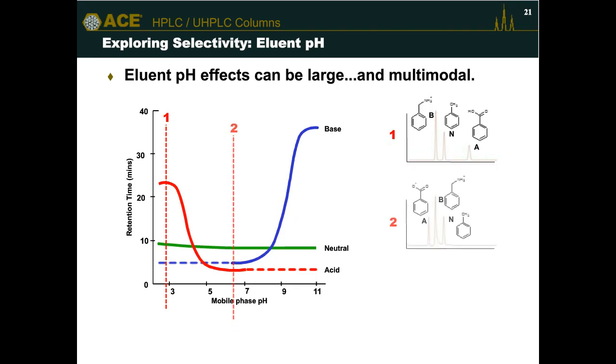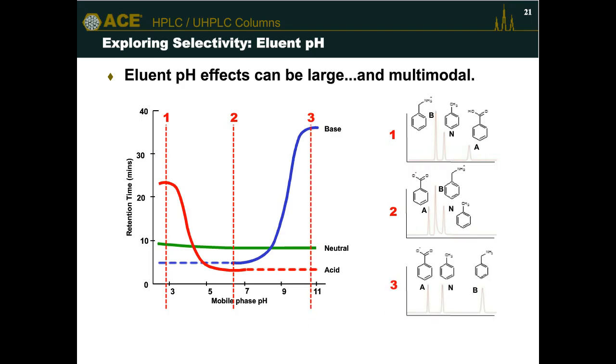If you move to an intermediate pH, then our neutral analyte doesn't move. Our acid is now pretty poorly retained, and our base is a bit better retained. So they're all nearly co-eluting somewhere in the center of that chromatogram. When you start to work at high pH, now our bases are much better retained, coming out later in the chromatogram. Our acids are poorly retained and our neutral doesn't move. So it really is key to choose the right pH depending on your analyte type.